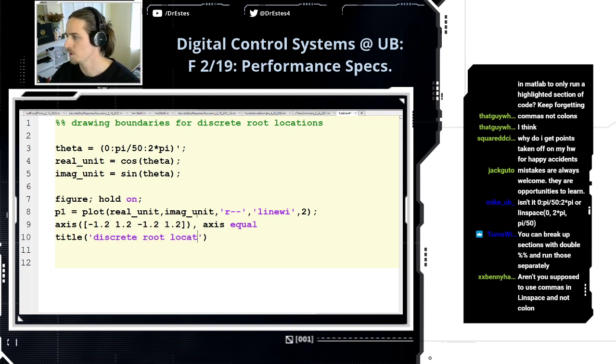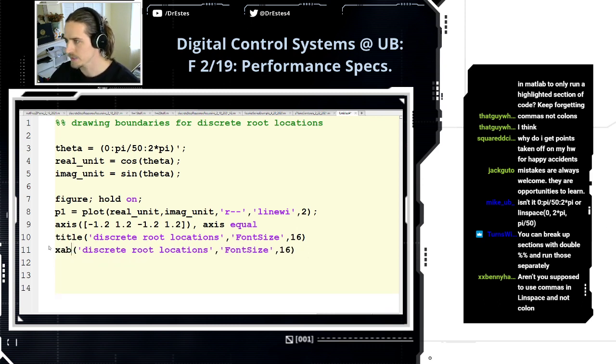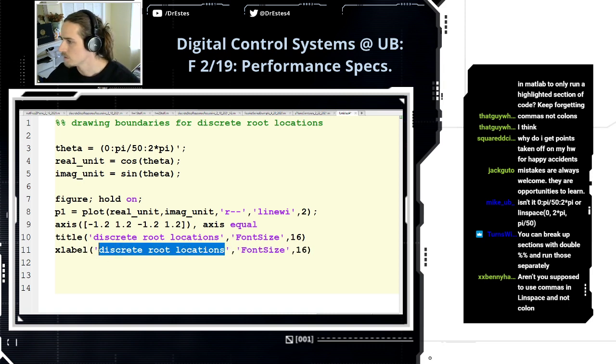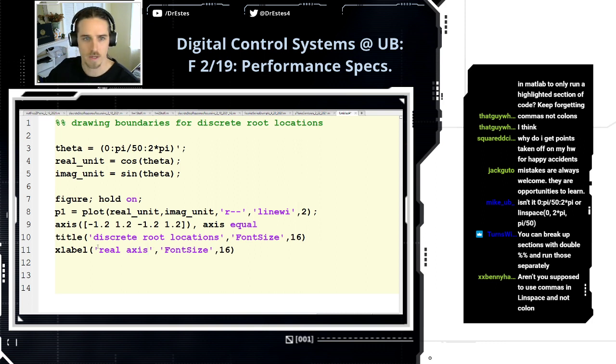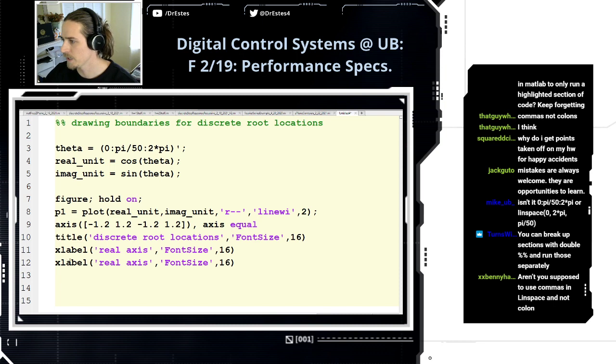Discrete root locations. This is in the complex plane. I'm even going to pump up the font size here, so it's just a little easier to see. I'm going to copy this. Wait, do I want to do that? Yeah, let's label the x-axis. And this will be the real axis. The horizontal axis will be the real axis. And then the y-axis will be the imaginary axis.